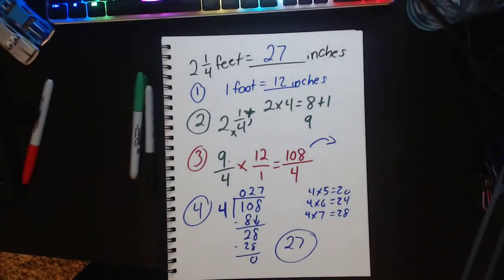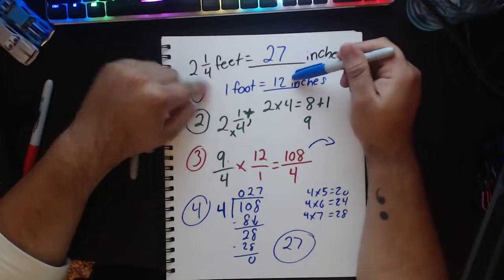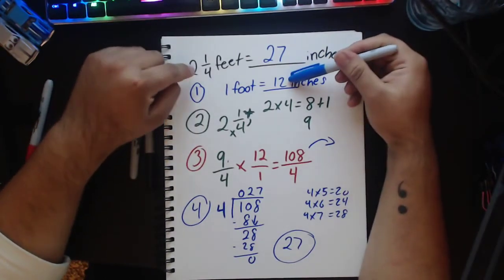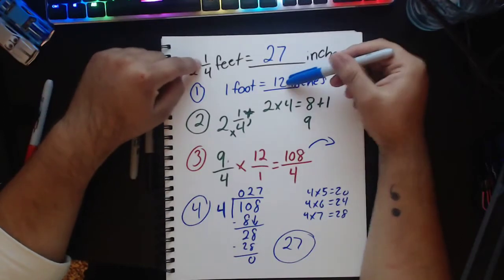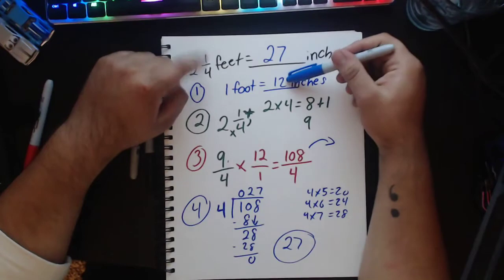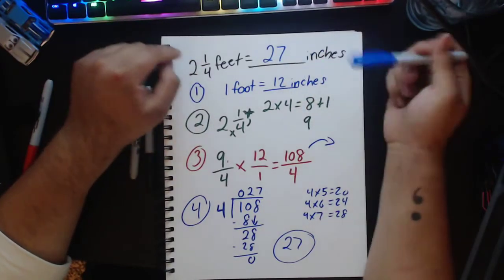Now some of you are wondering, well, how do we know that's right? Well, let's quickly just estimate. If 1 foot is 12 inches and I have 2 wholes, that means I have 2 times 12, which is going to give me 24. I have a fourth of 12, which will give me 3, because if you divide that 12 by that 4, you get 3. So 24 plus 3 will give me 27 inches.